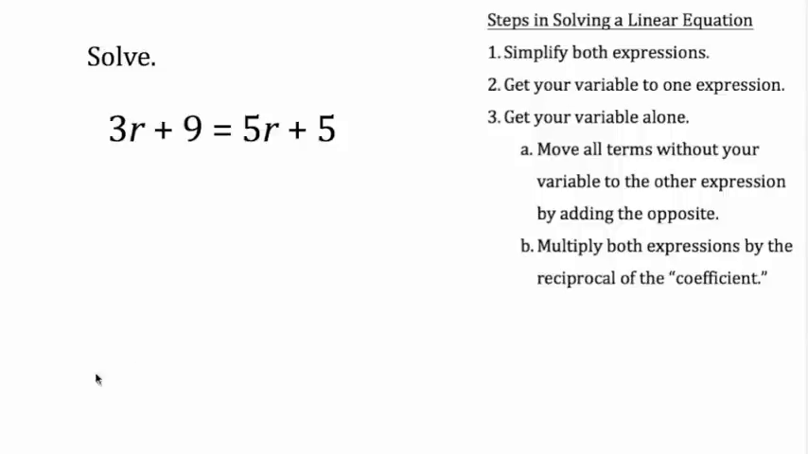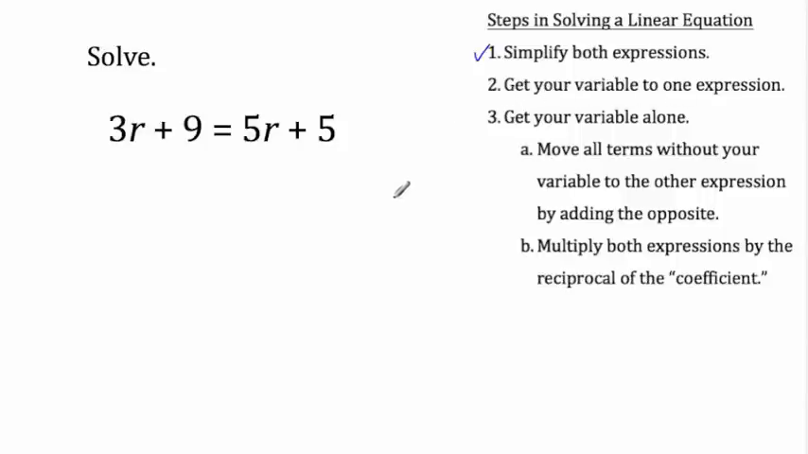Here, if you look at both expressions, if you were to go through the steps in the order of operations, you would find that there is nothing that we can do in both expressions to simplify. So step 1 would be finished. Step 2 is to get your variable to one expression. Here, we notice that we have our variable, r, in the left-hand expression and in the right-hand expression. So now we have something to do for step 2.